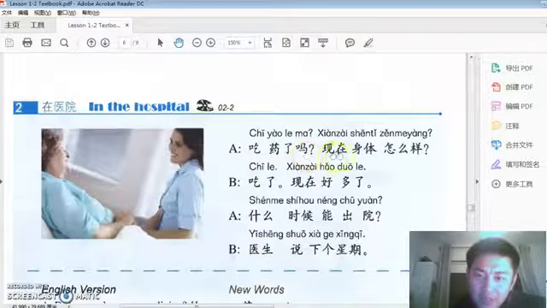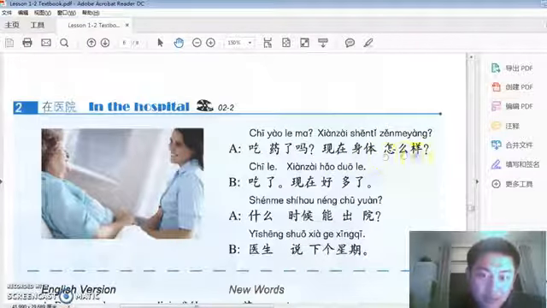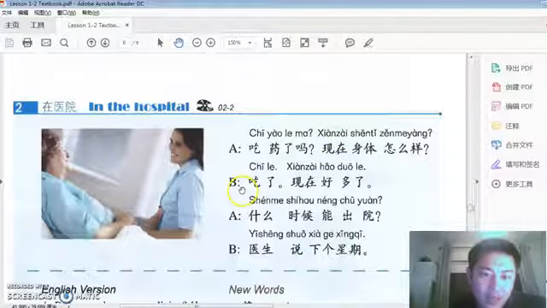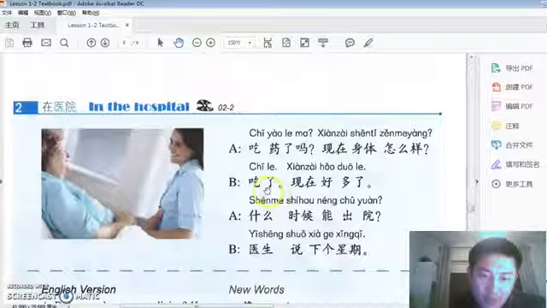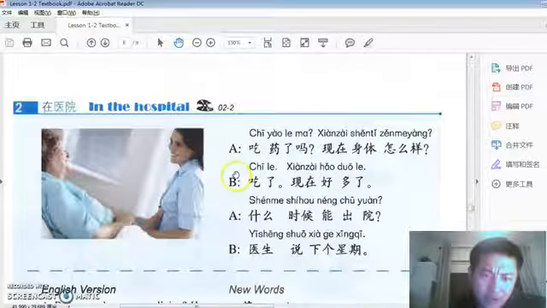吗? Yes or no? 现在身体怎么样? Now, health or body 怎么样? How's your body? How's your health now? Okay. And B says 吃了. You use the verb to answer the question directly. Or you can say 是的.